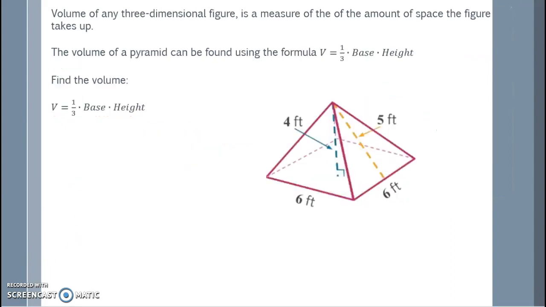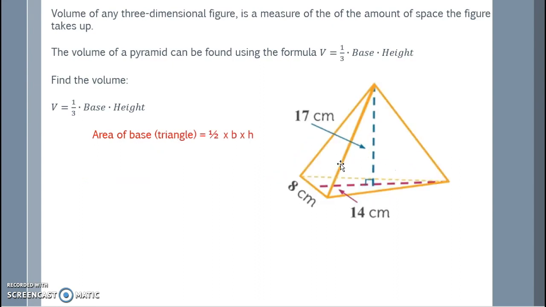The volume of a pyramid can be found using the formula volume equals a third times its base times its height. So here we have a square pyramid. The area of the base, and our base is a square, is length times width, so 36. So the volume is 1/3 times 36 times the height from the middle to the tip of our pyramid of 4, which is 48 cubic centimeters.